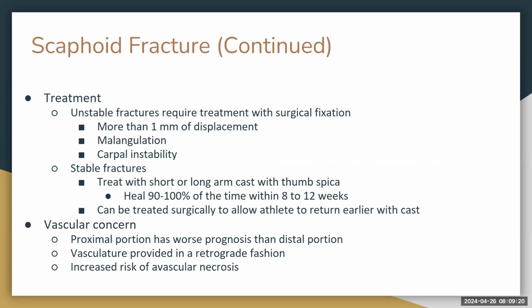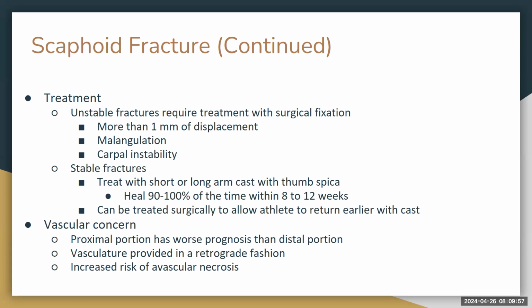Unstable fractures require treatment with surgical fixation. Those include 1 millimeter of displacement, so not a whole lot of displacement, and you can consider surgical fixation. Malangulation, carpal instability. Stable fractures you can treat with a long or short arm cast with thumb spica. 90 to 100% of the time, within 8 to 12 weeks, these heal. They can be treated surgically to allow athletes to return earlier with a cast, which I found interesting. If you're a high-level athlete and need to get back, I guess that makes sense.